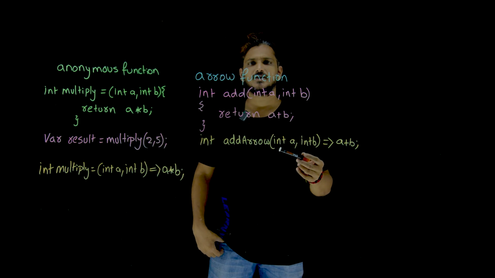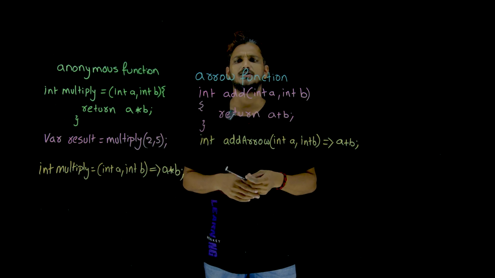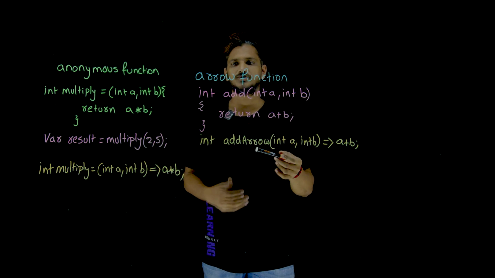In this class, we are going to discuss arrow functions and anonymous functions. Now, coming to the arrow function, this is a very simple concept to understand. Let's start with an example for better understanding.